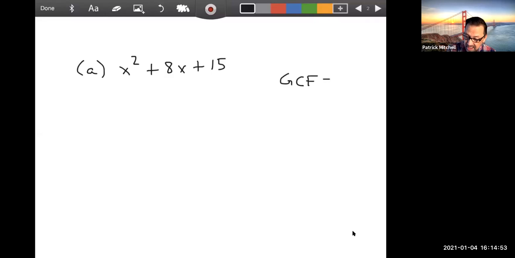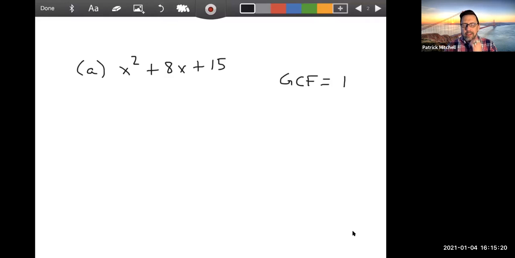Now, most of the time, it's going to be like this problem. What do x squared, 8x, and 15 have in common? They don't have anything in common except 1. So most of the time, it's going to be like that. But for those other times when there is a GCF, it's really, really helpful or sometimes necessary to get that GCF out at the beginning.